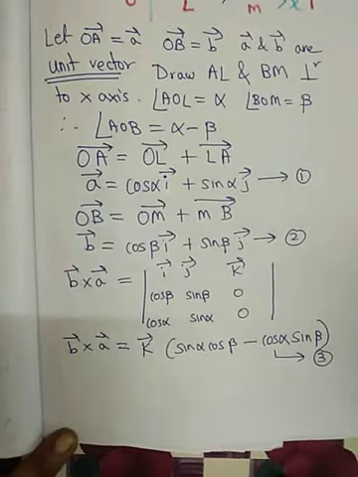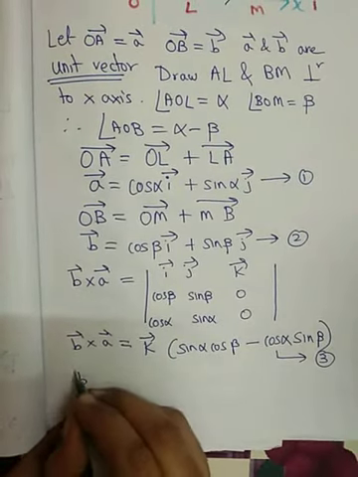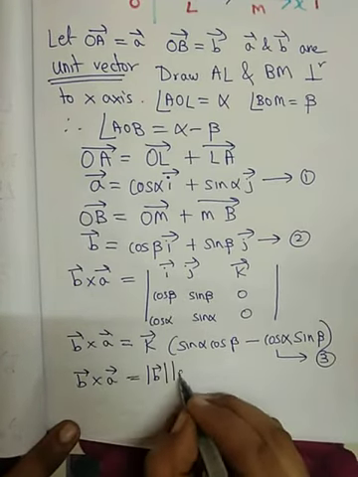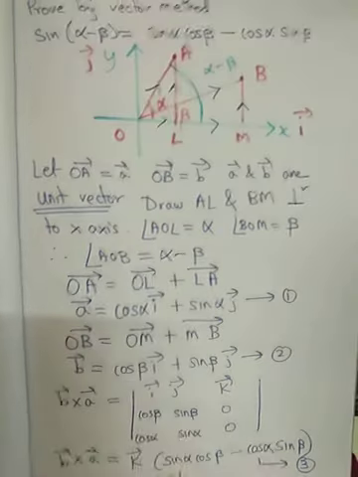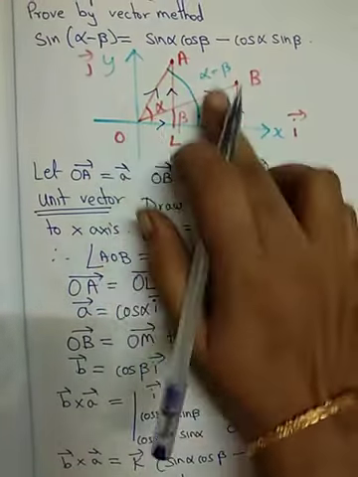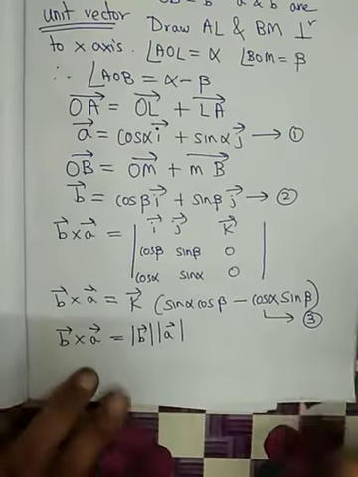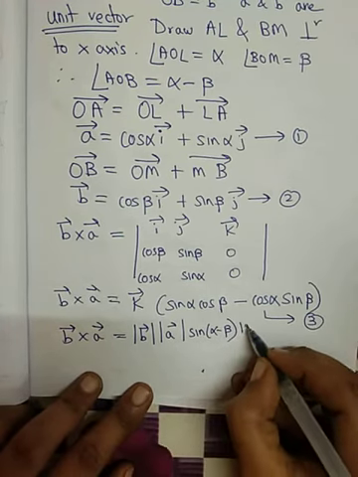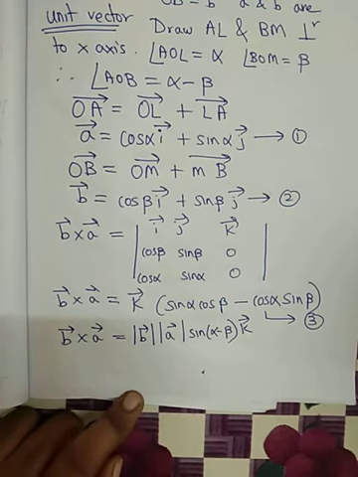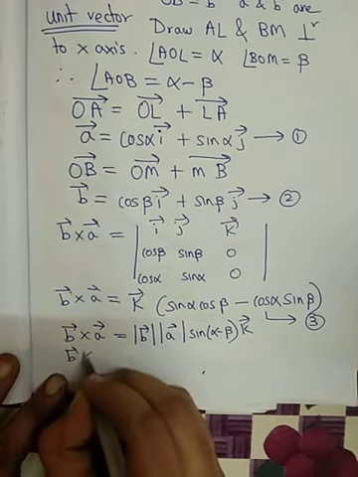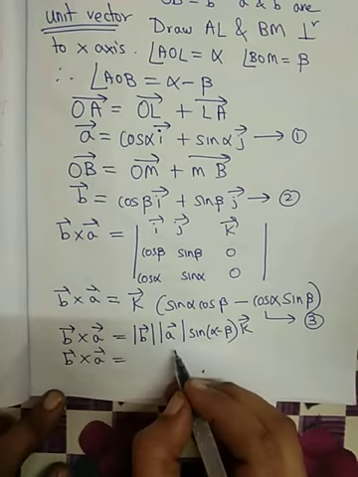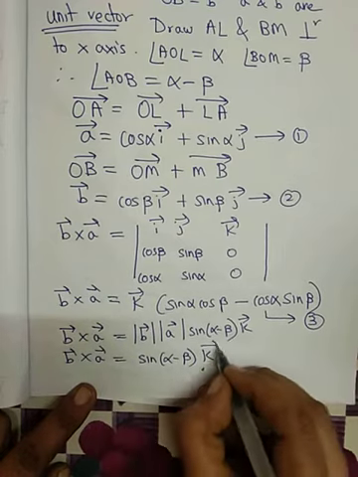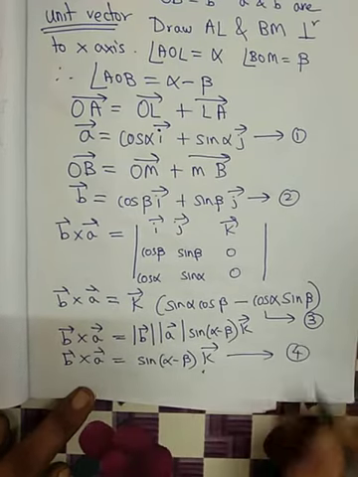Now let me use the definition of B cross A. B cross A, the definition is magnitude of B, magnitude of A, sin of the angle between B and A. You can see the angle between B and A is nothing but alpha minus beta. So I can write this as sin alpha minus beta. Also the unit vector which is perpendicular to both, that is k vector. But we know magnitude of B is 1, magnitude of A is 1. So I will have sin alpha minus beta k vector. This is our equation number 4.